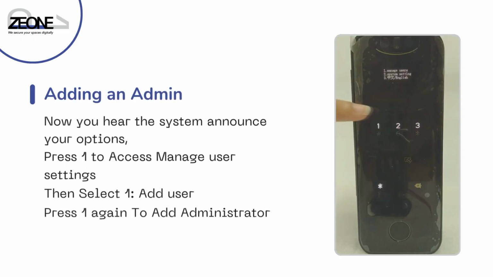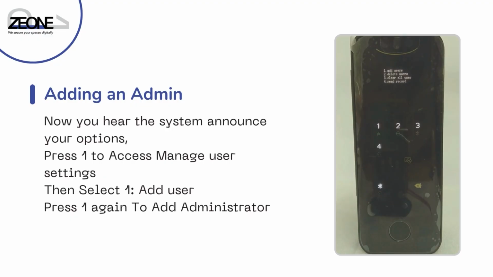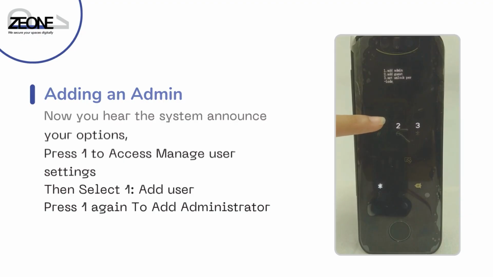Adding an admin. Now you hear the system announce your options. Press 1 to access manage user settings. Then select 1, add user. Press 1 again to add administrator.